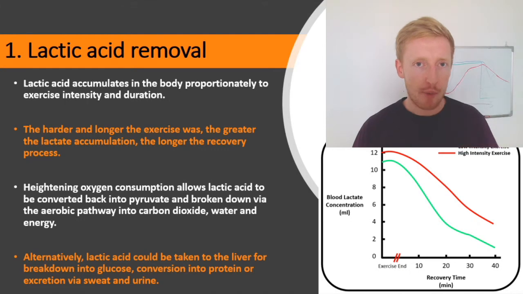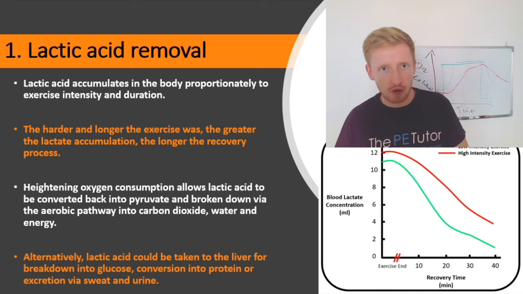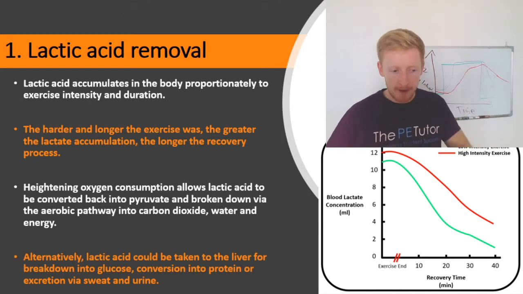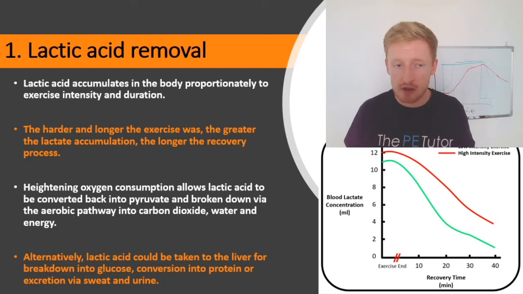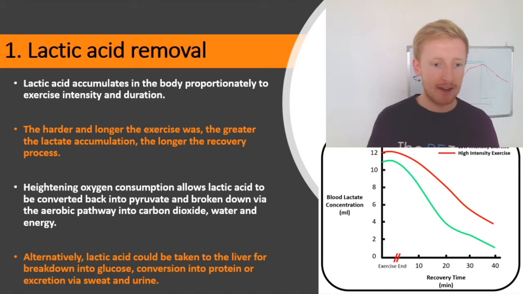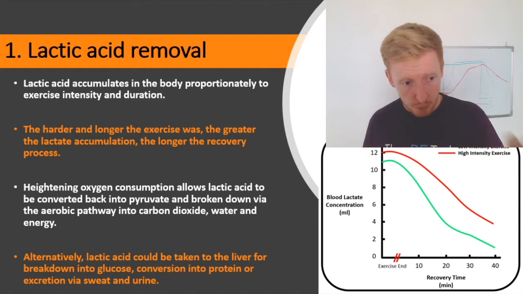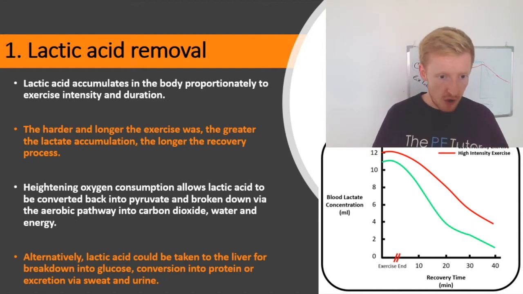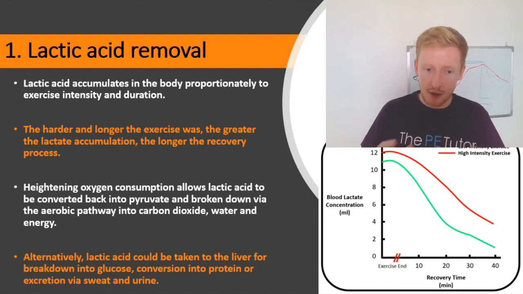So we accumulate it when we're exercising. Then when we stop exercising and we've got that surplus oxygen, we can begin to break it down, remove it, and get rid of it. But we need excess oxygen, which goes back to the very title of this section, EPOC, excess post-exercise oxygen consumption. Getting rid of lactic acid, take it to the liver, that fourth point there, for breakdown into glucose, helping to produce our BCAAs, our branched chain amino acids, our proteins.